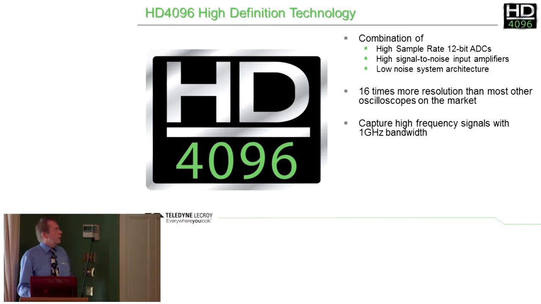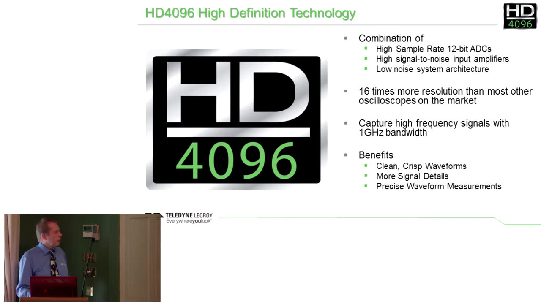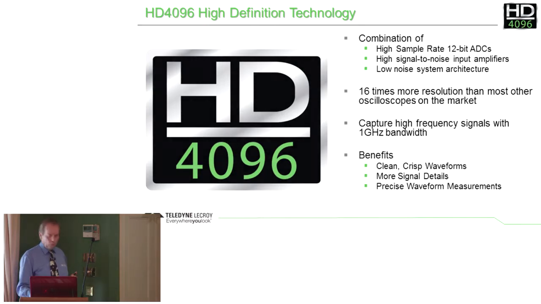So we've used the HD4096, high definition, 4096 levels, combination, as it says up there, of good A to Ds, but also very good signal to noise ratio amplifiers. So careful architectural design of the front end, very low noise power supply system. It has to be, otherwise obviously that feeds straight through. And benefits: clean, crisp waveforms, more signal detail, precise waveform measurements.